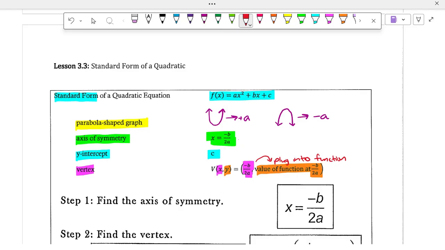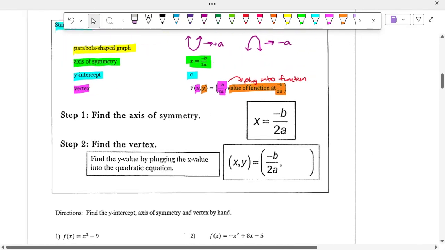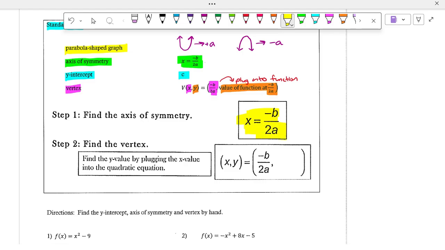All right. And they just kind of repeat that here. So again, axis of symmetry is this formula, negative b over 2a. That's something you've got to remember. And then the y value, that'll be f of negative b over 2a, meaning you plug it back into the function and evaluate it.